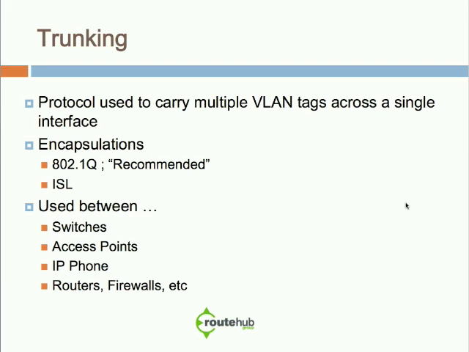When I say VLAN tags, I mean like VLAN 1 or VLAN 2. So those are like the tags across a single interface or connection. Trunking can occur in two main types of encapsulations or protocols. The most common one is 802.1q, which is recommended, and the other is ISL.